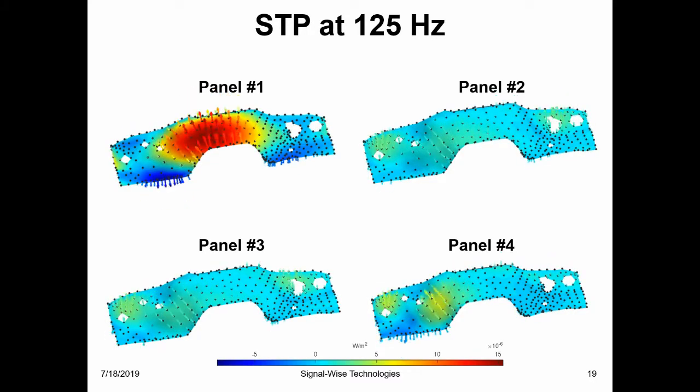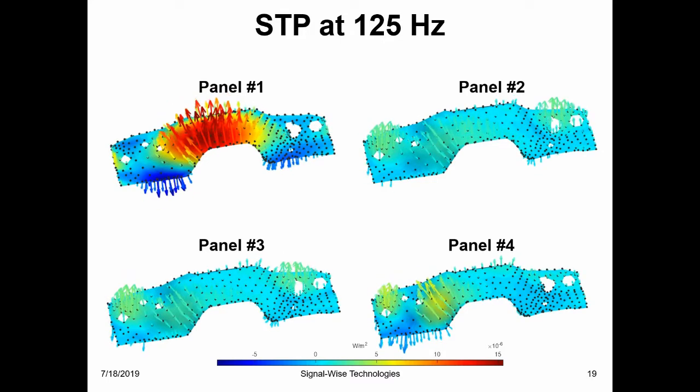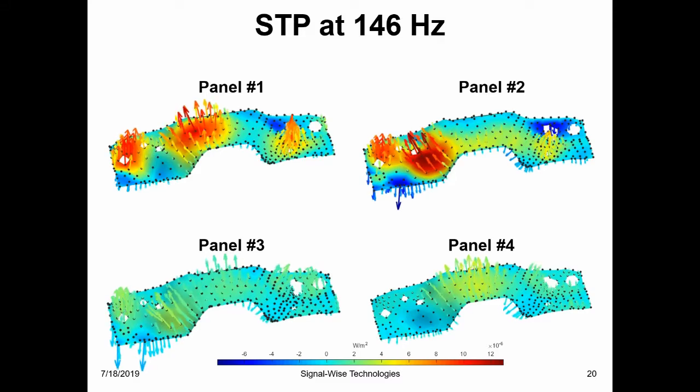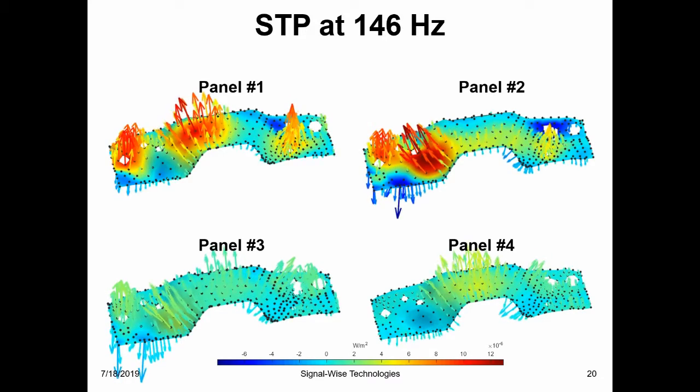At 125 Hz, panel number 1 allowed a significant amount of sound transmission through its center portion, while the other panels fared much better. At 146 Hz, panel number 1 allows sound transmissions at the left and center to the left portion. Panel number 2 allowed a significant amount of sound transmission at the left side. Panels number 3 and 4 were much better than panels number 1 and 2.